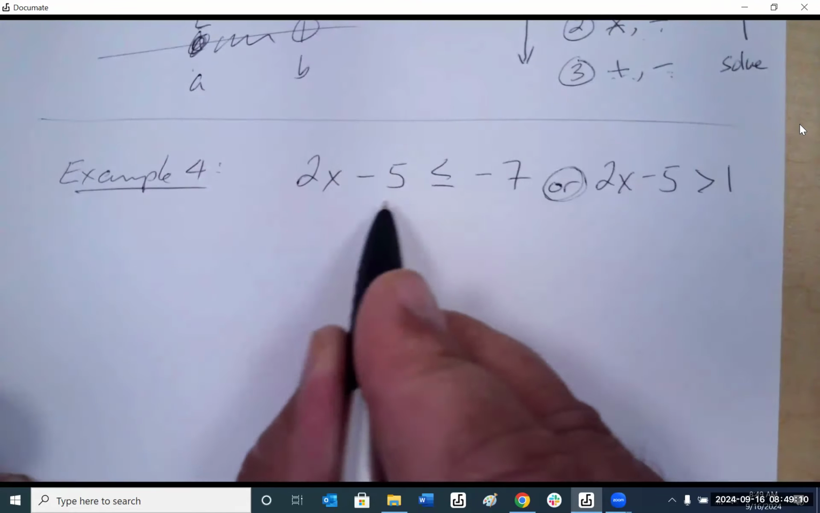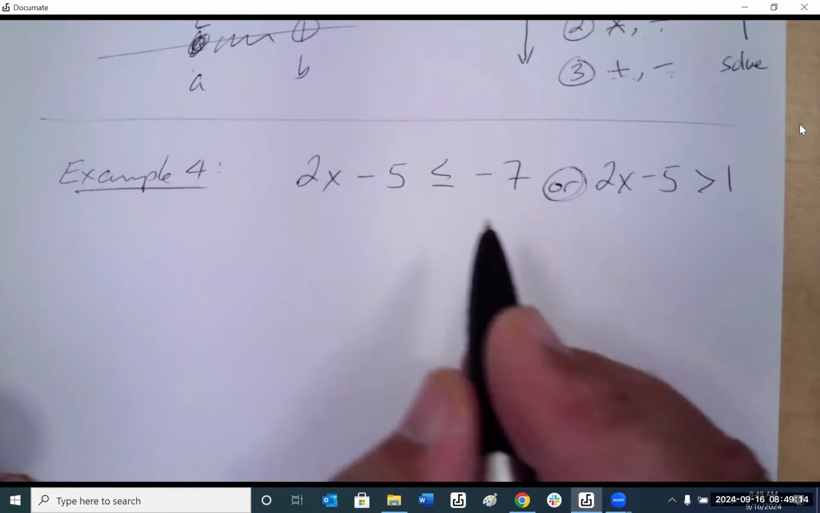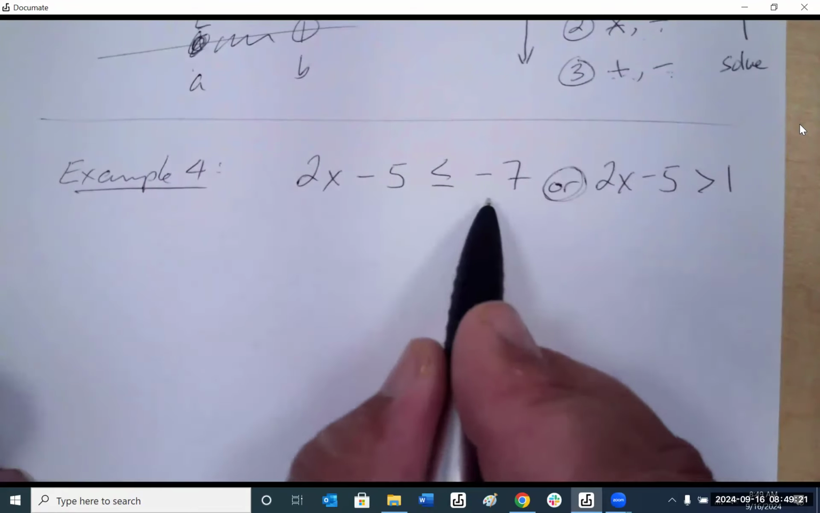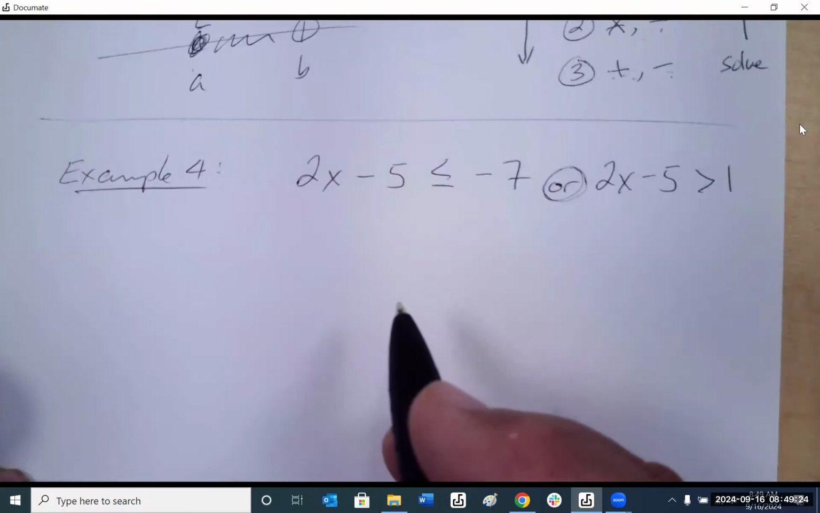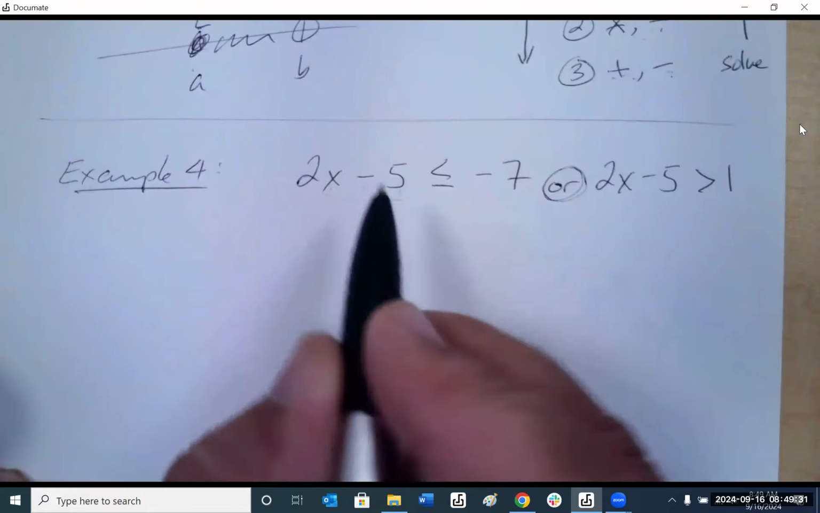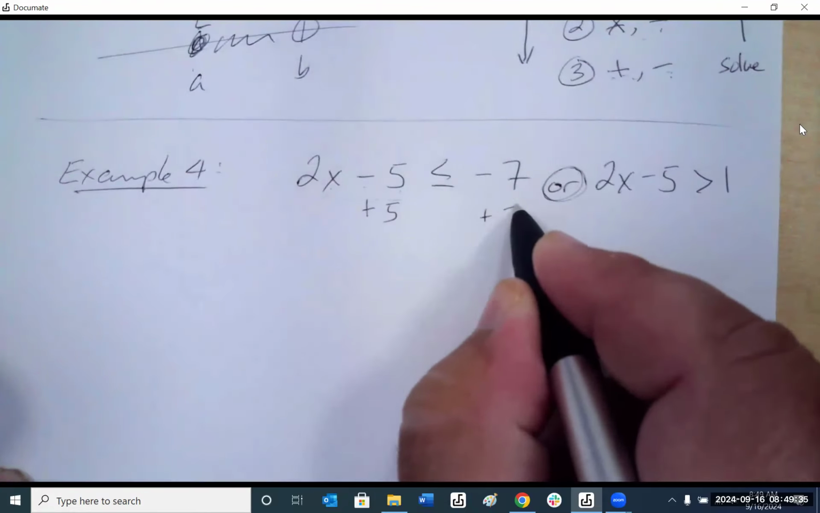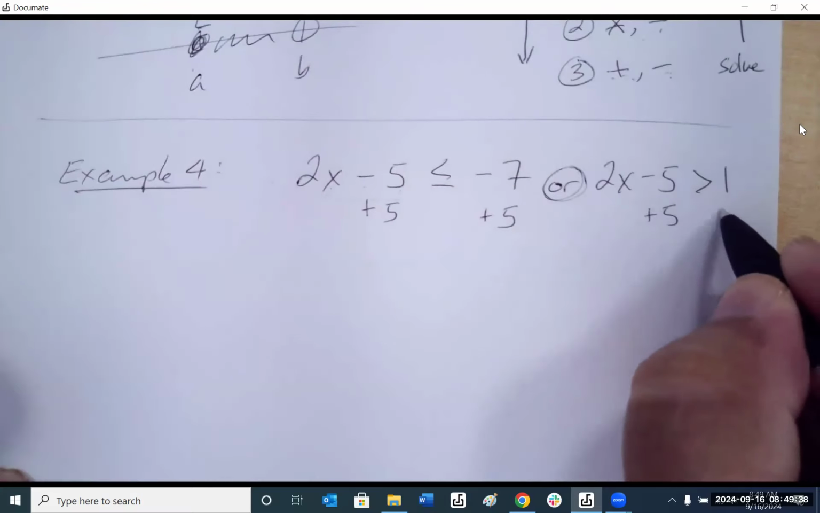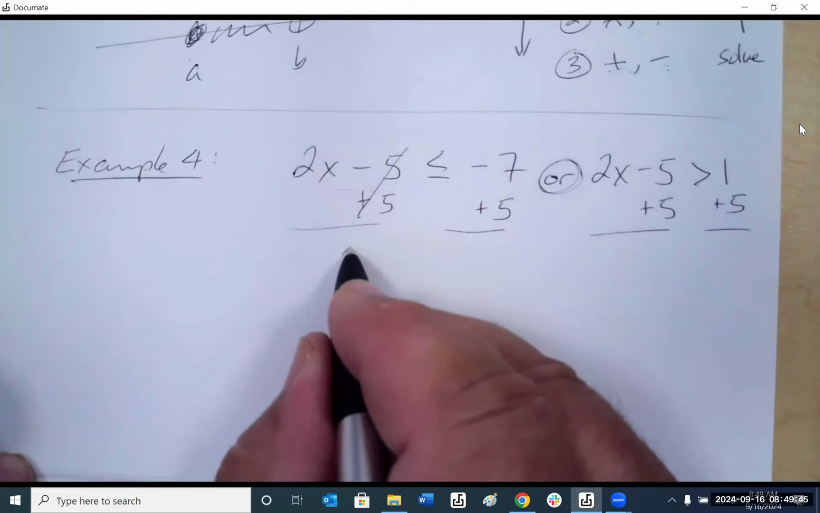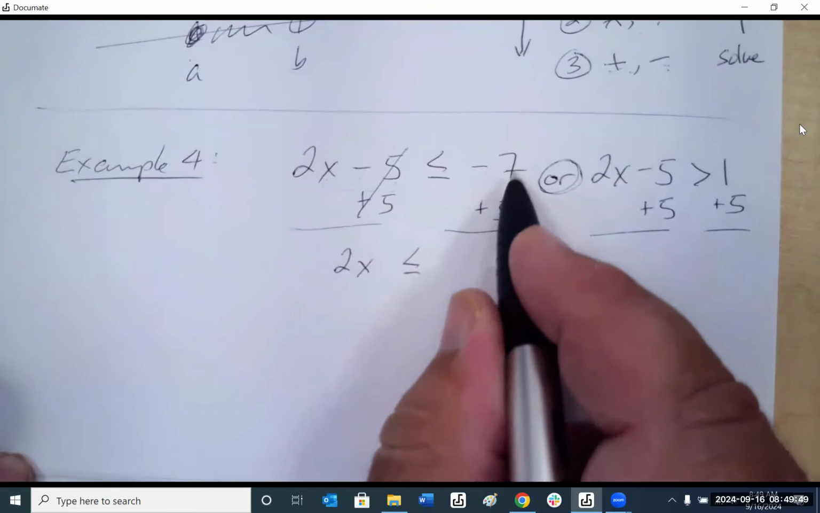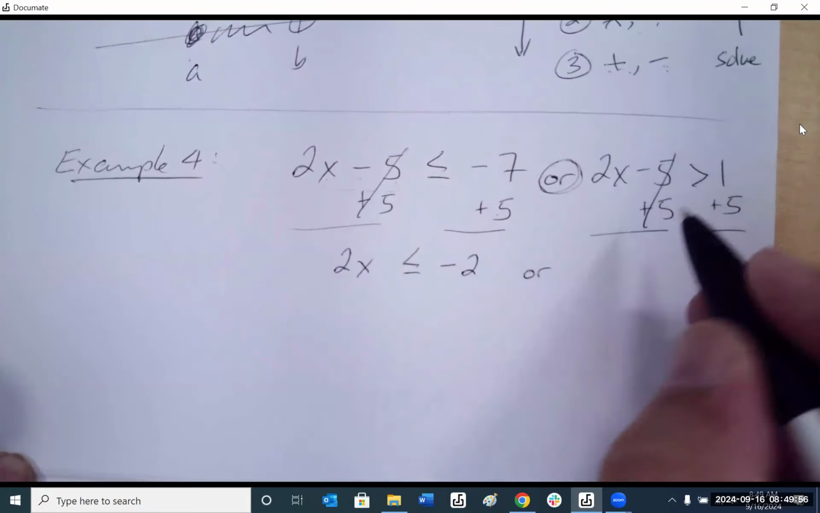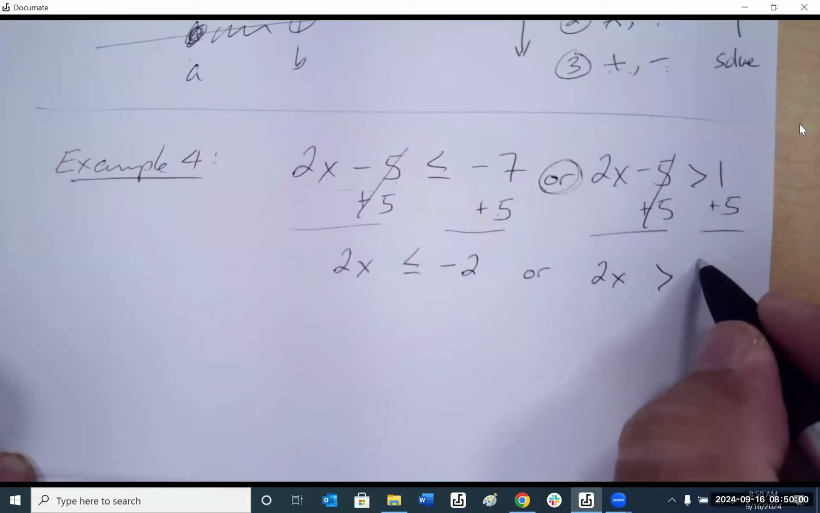What do we do here first? What do you have to get rid of first? The 5, because you're solving for x. This is the only number you're looking at. We're solving for x. We have to get rid of anything plus or minus. So we add 5 to both sides here. Well, same thing here. Add 5. Two x is less than or equal to... 7 is bigger than 5. It's negative. 7 minus 5 is 2. 2x is greater than 5 plus 1 is 6.